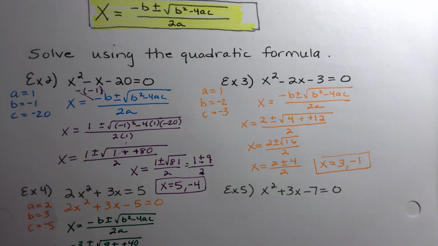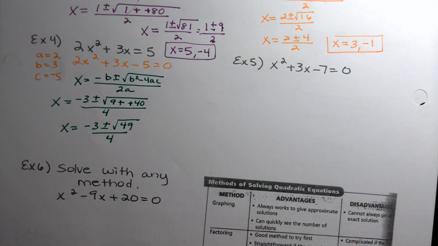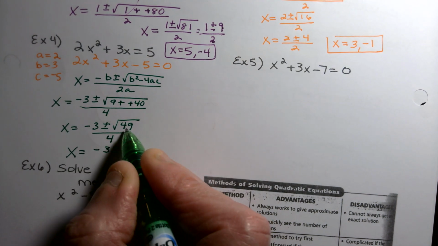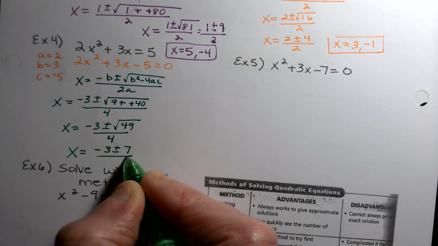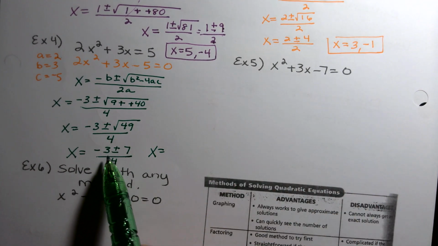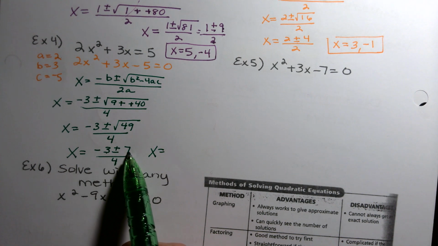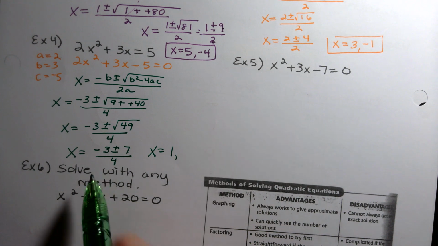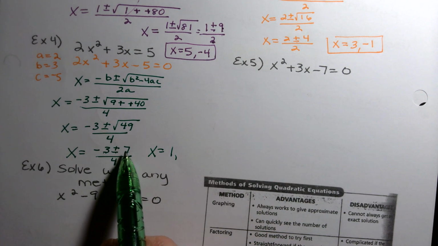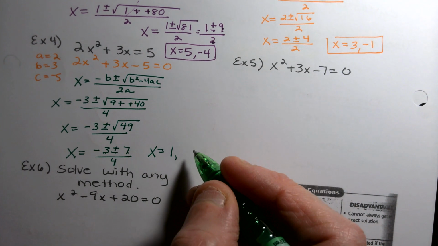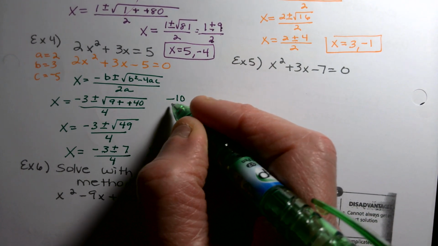I like it because when that square root happens like that, it's nice. Negative 3 plus or minus the square root of 49, which is 7, over 4. Let's see what we got. Negative 3 plus 7 is 4, divided by 4 is 1. Negative 3 minus 7 is negative 10, divided by 4. Well, negative 10 divided by 4.